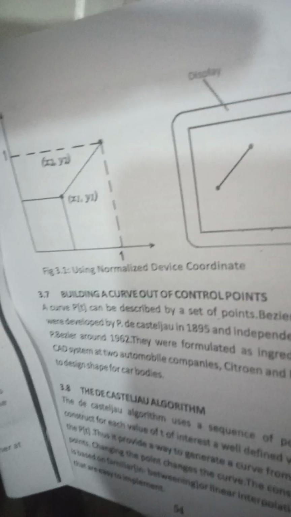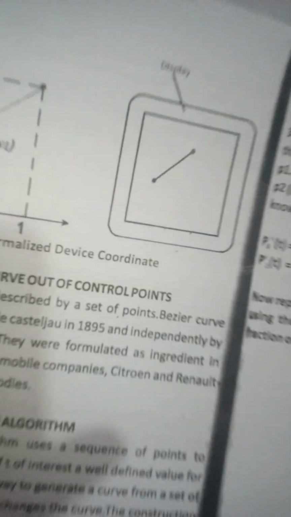Draw the box with one corner at x1, y1 and the opposite corner at x2, y2. This is the box. Using normalized device coordinates x2, y2, x1, y1, display.